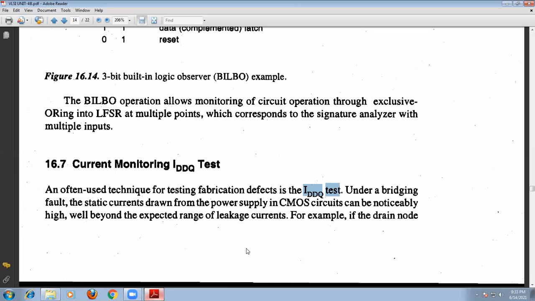Basically, IDDQ testing consists of applying test vectors and then monitoring the current drawn from the power supply rail in the DC steady state condition. Like this, you can identify the different currents in the circuit and identify the test.